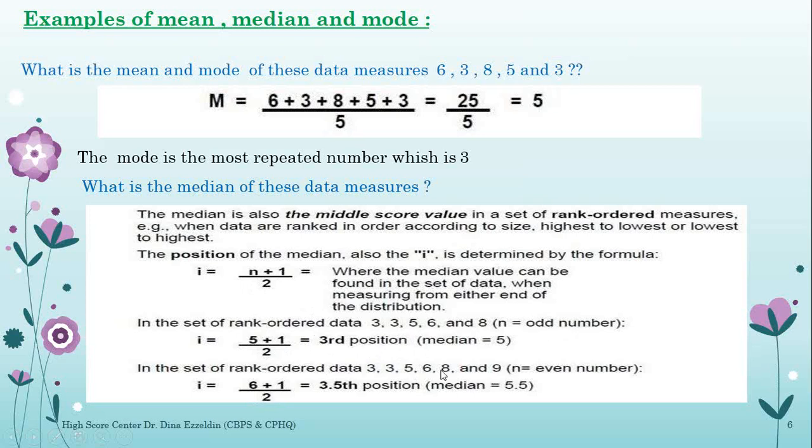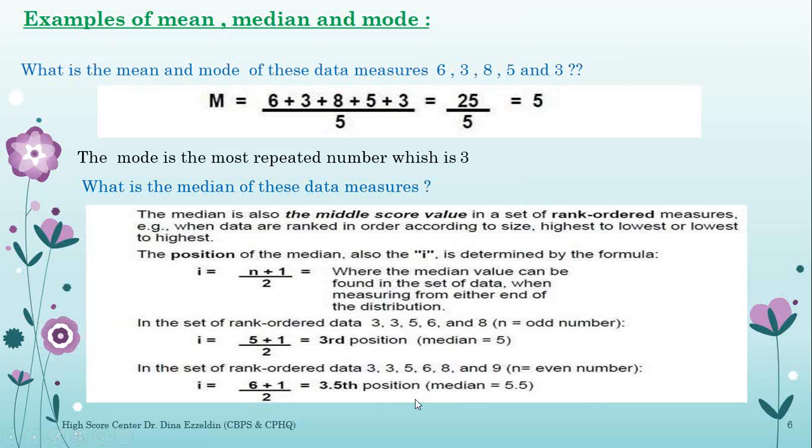This is for an odd number of data elements. But if the number of data elements is even, like in this example, 1, 2, 3, 4, 5, 6, we calculate it in the same manner. N plus 1 divided by 2. So 6 plus 1 equals 7, divided by 2 is 3.5. But 3.5 is a position. Don't forget, 3.5 is not the number, it's a position. So it's the third number and a half. This is the median.